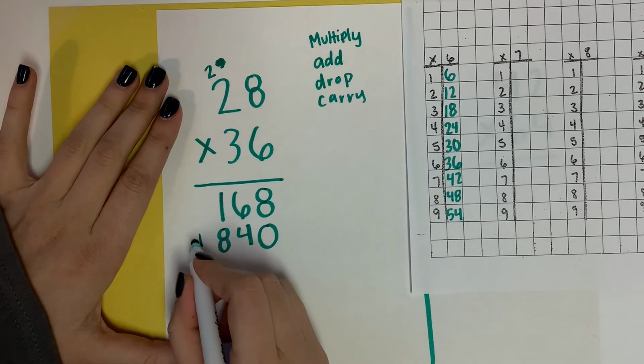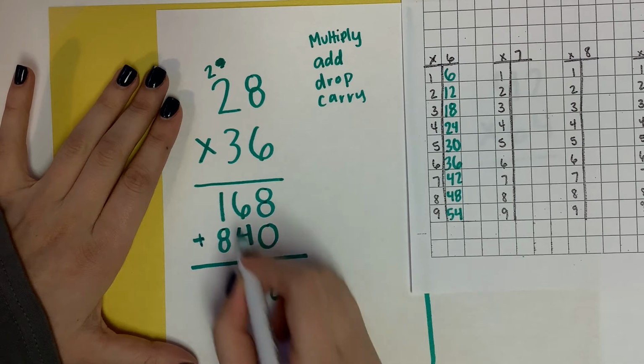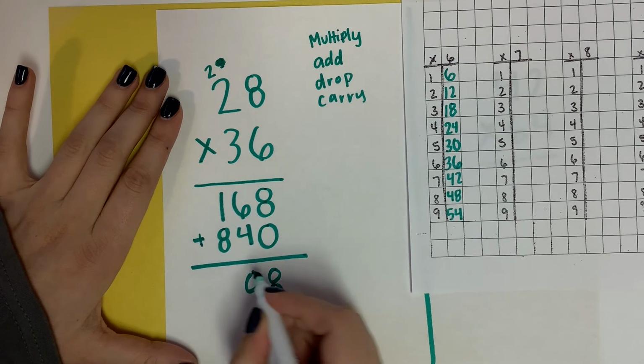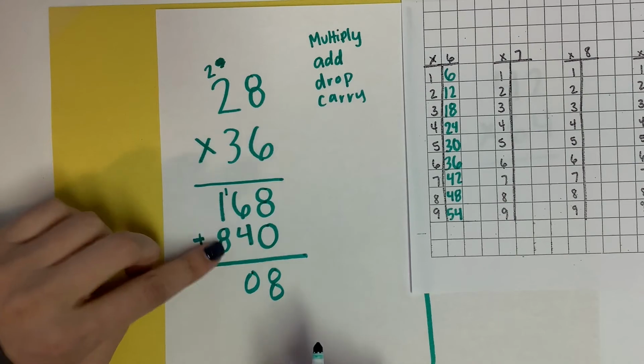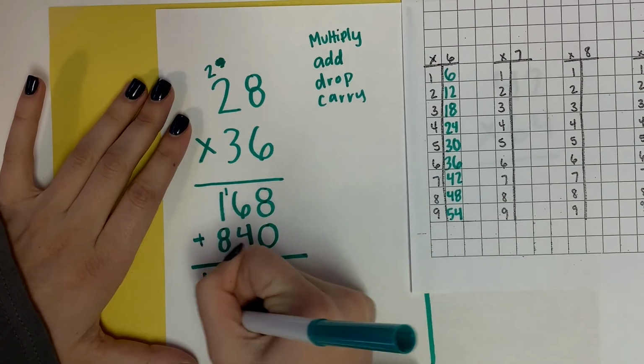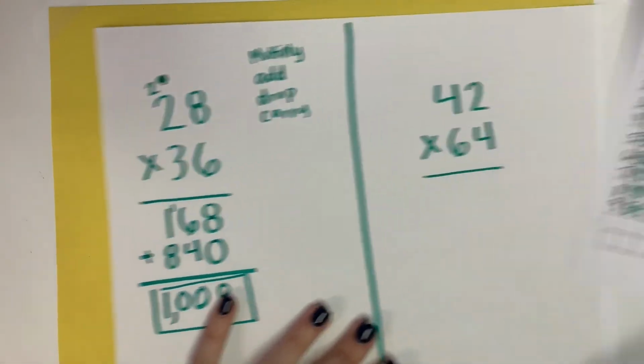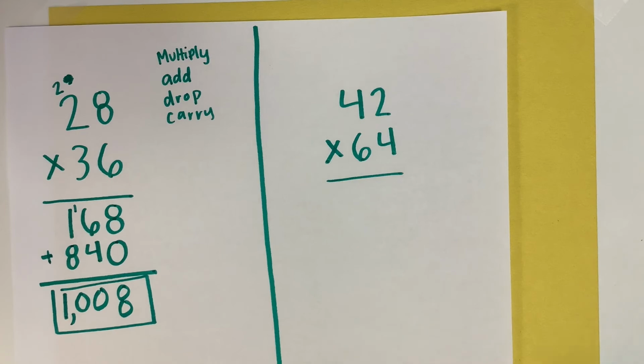Now if I add this up, I get 8. 6 plus 4 is 10. 8, 9, 10. There we go. My answer is 1008. Now I want you to try this problem on your own.